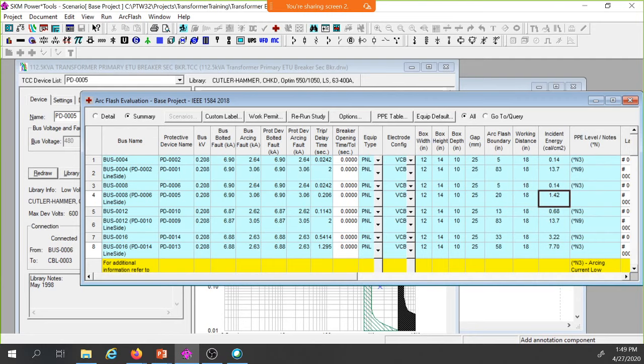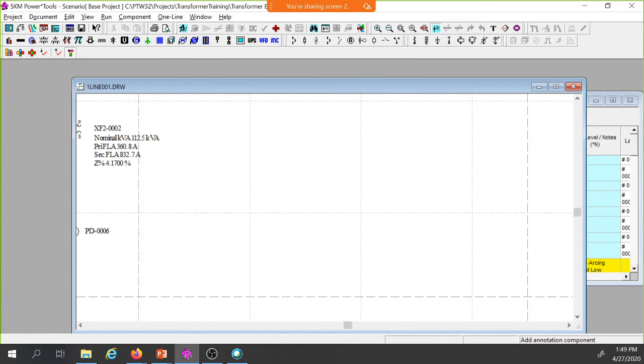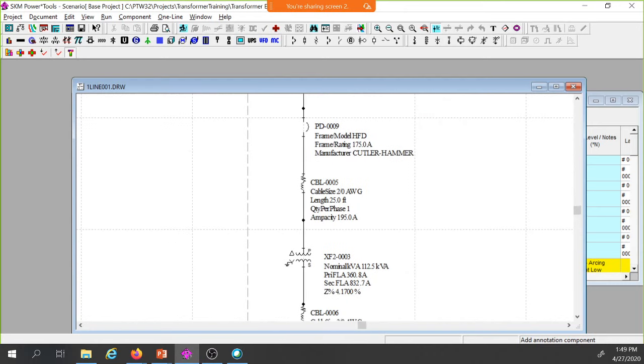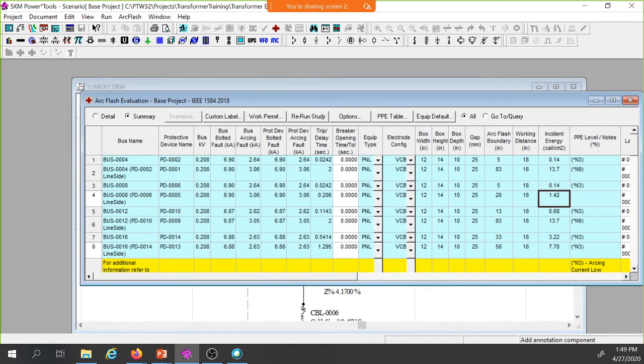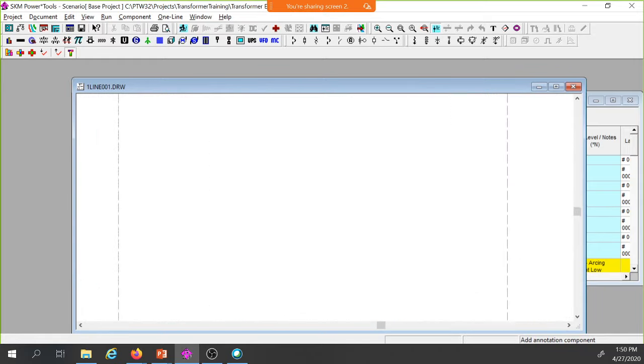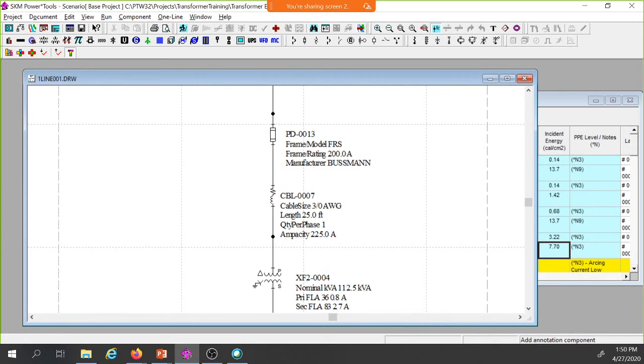Take a look at panel bus 12. Bus 12 is my HFD breaker. So that's the standard thermal magnetic circuit breaker, and my incident energy is again up at 13.7. Let's take a look at 7.7, bus 16. I believe that's got to be my fuse. Bus 16, that's my 200 amp FRS fuse.